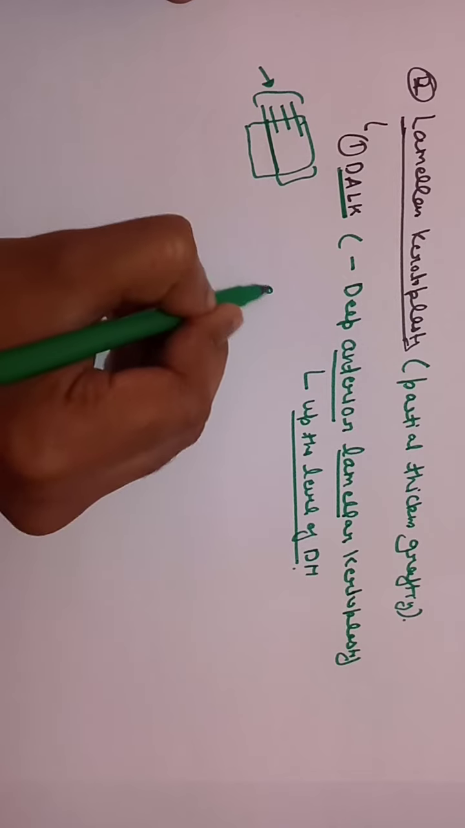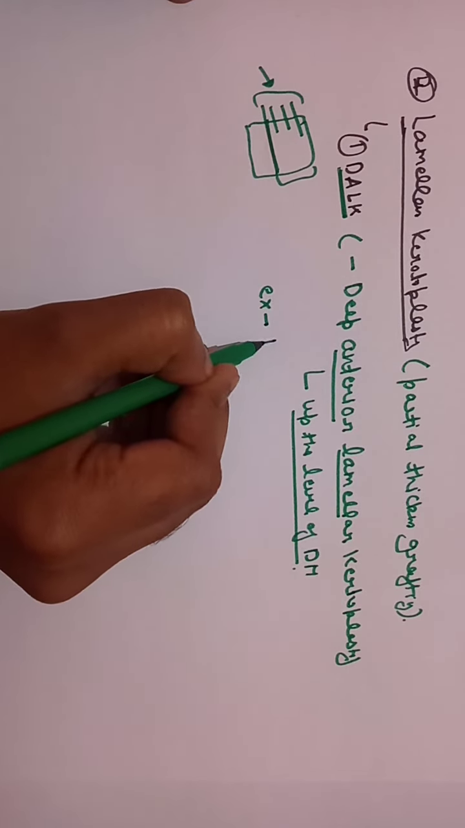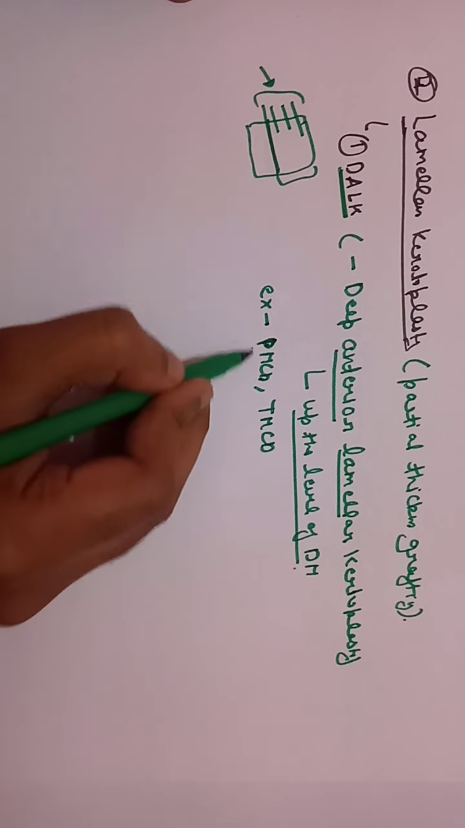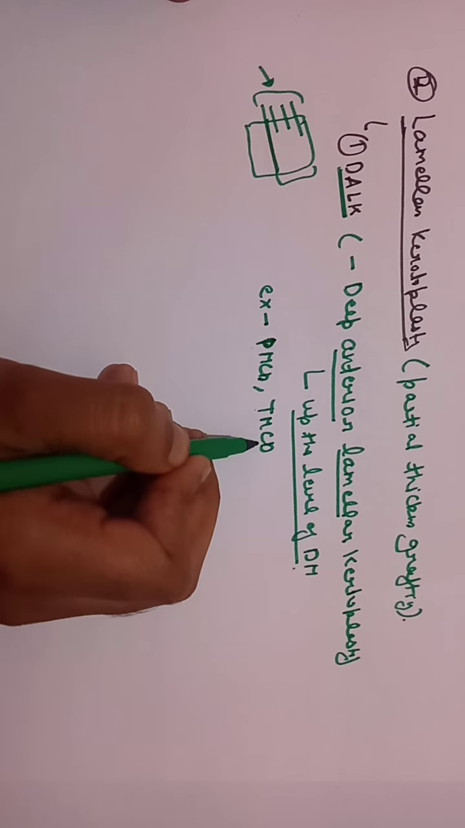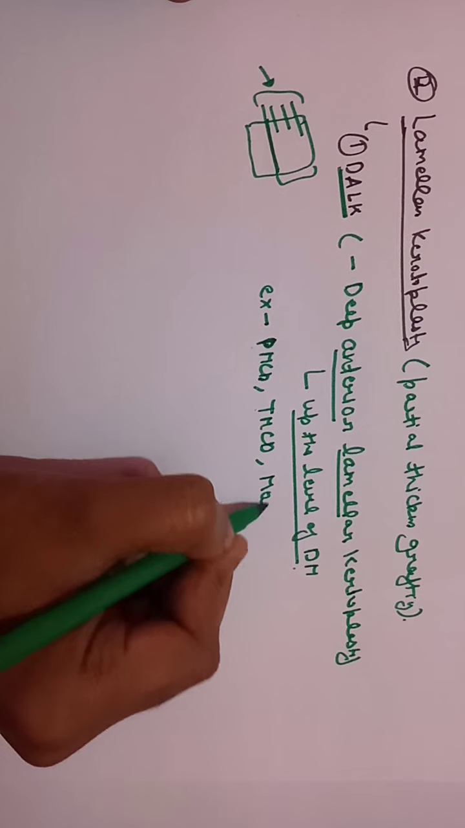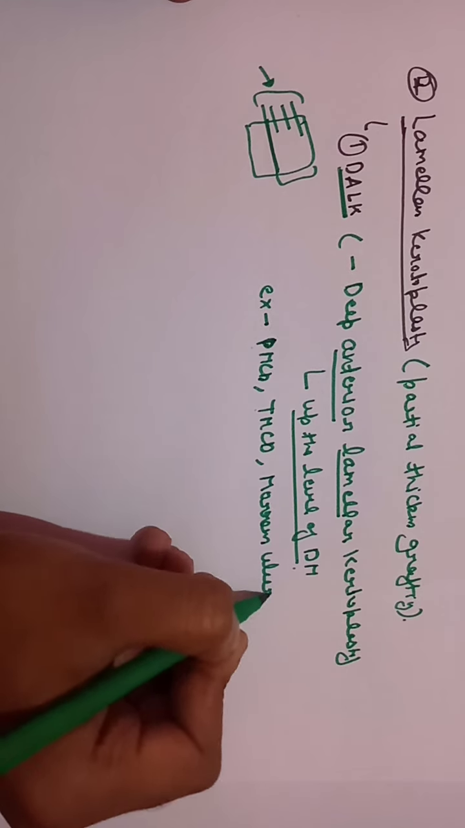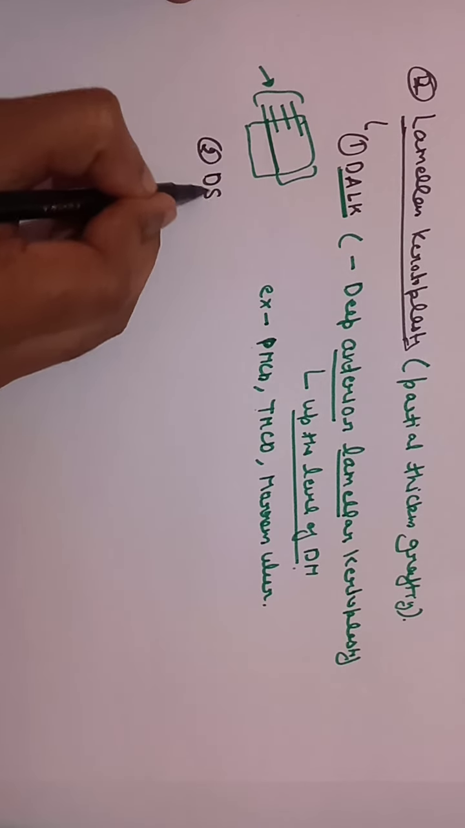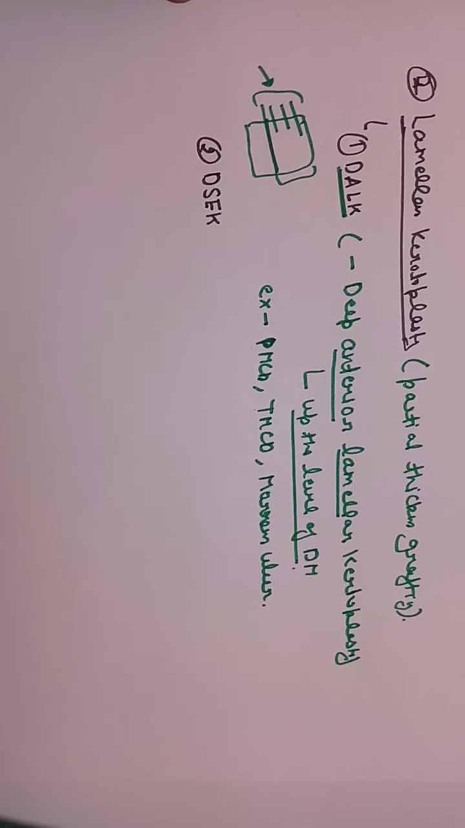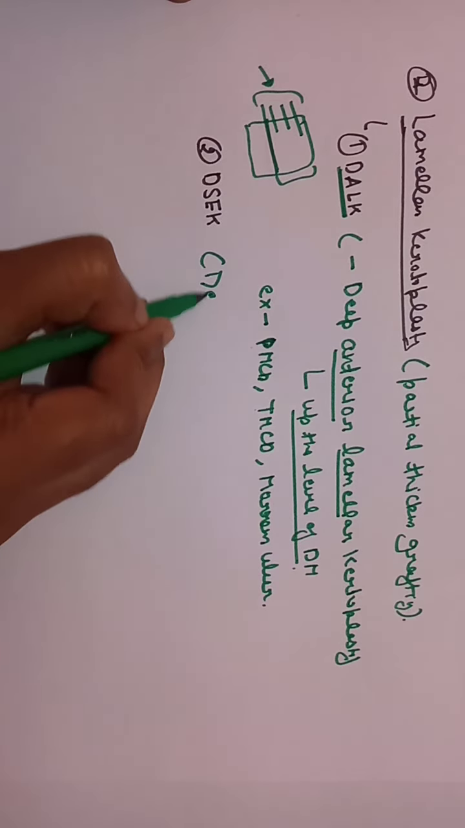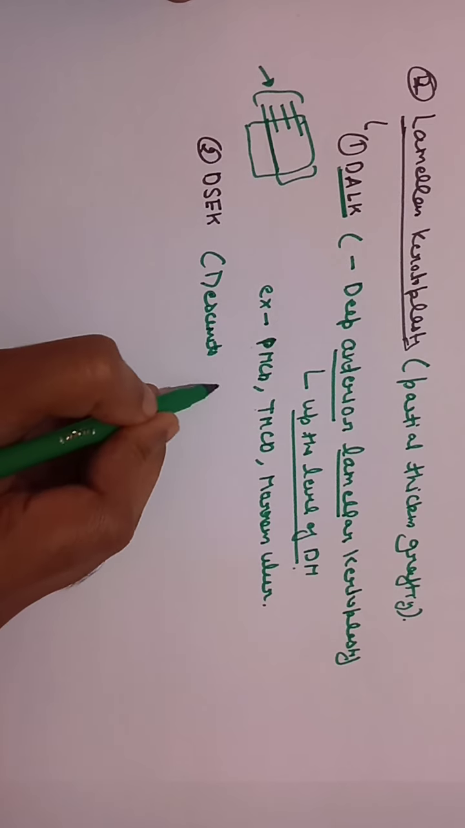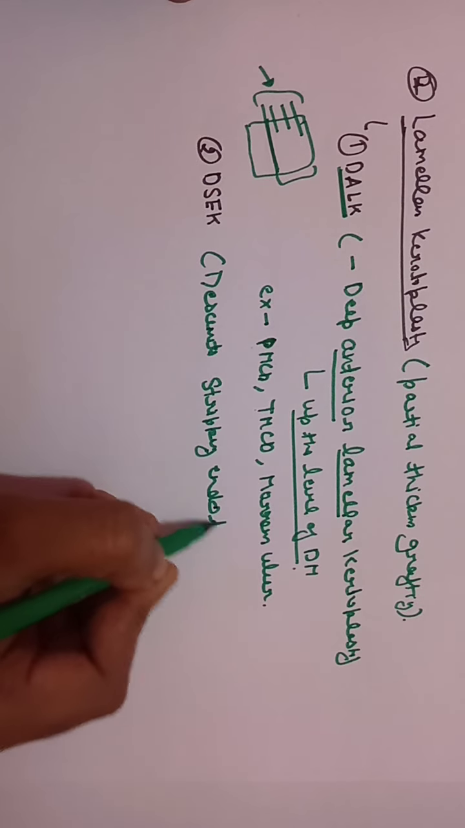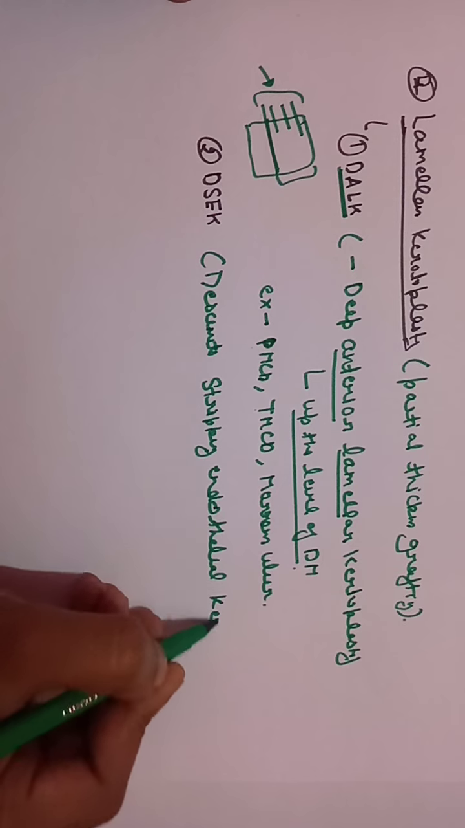So in which cases do we do this surgery? First is PMCD, TMCD, pellucid marginal corneal degeneration, Terrien's marginal corneal degeneration, or also in Mooren's ulcer. The second one is DSEK. The full form is Descemet's stripping endothelial keratoplasty.